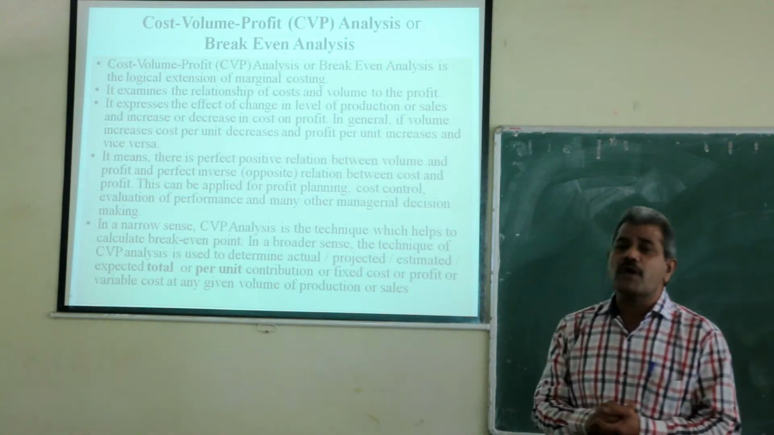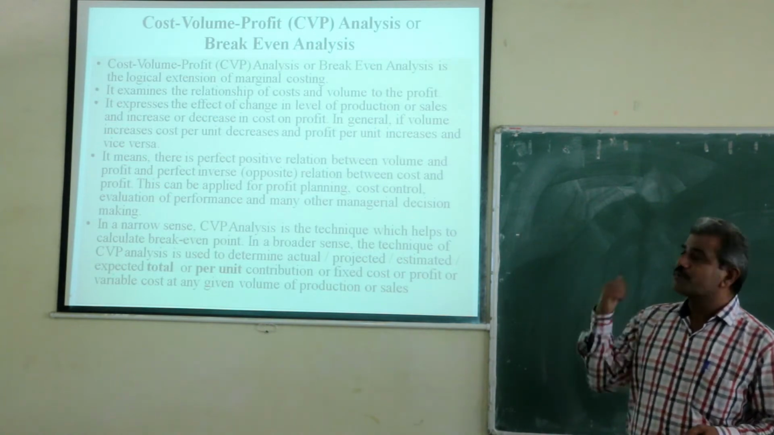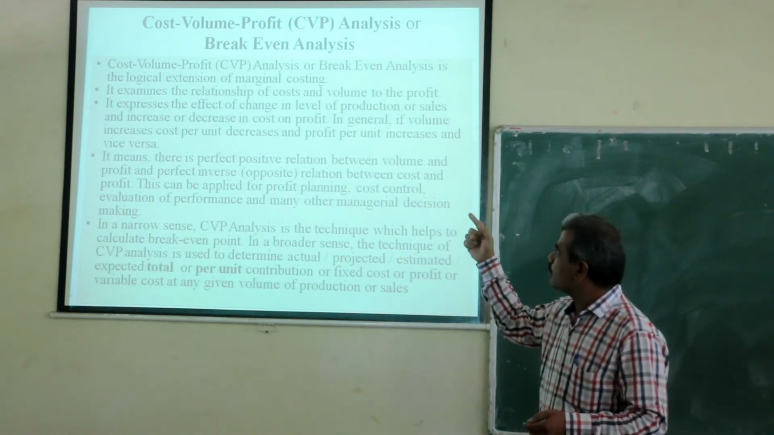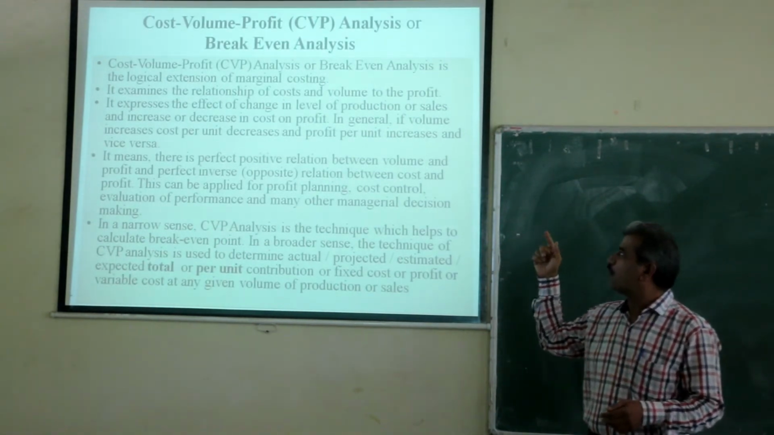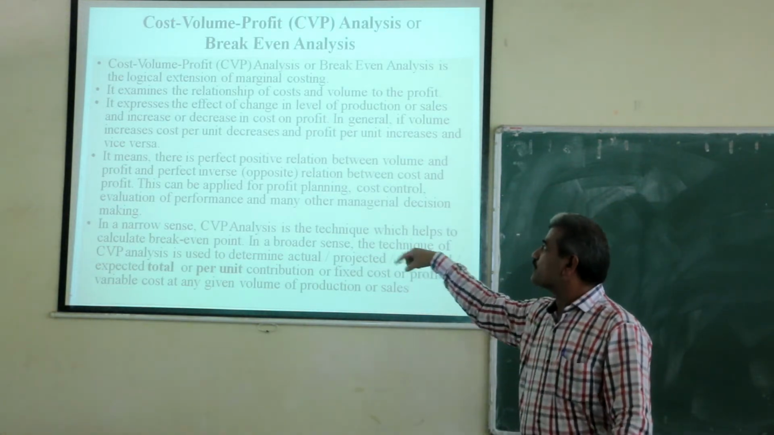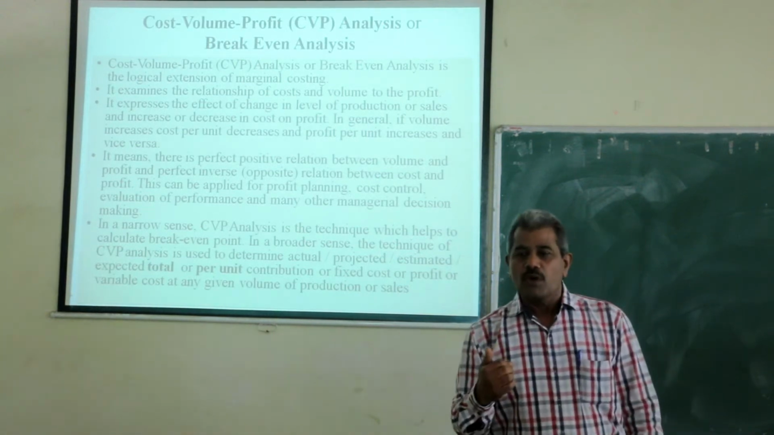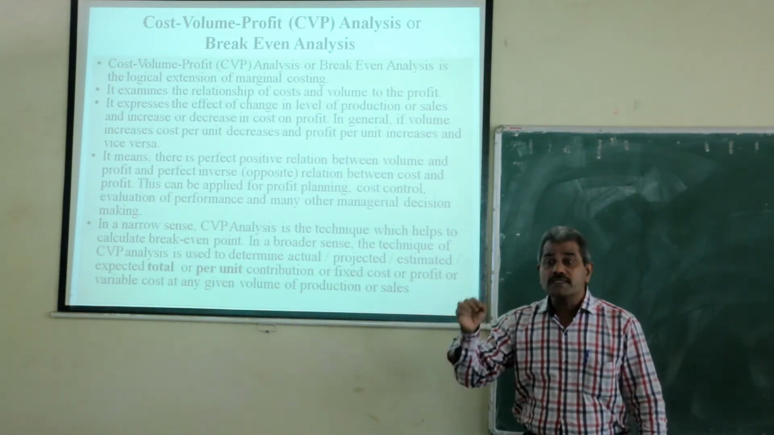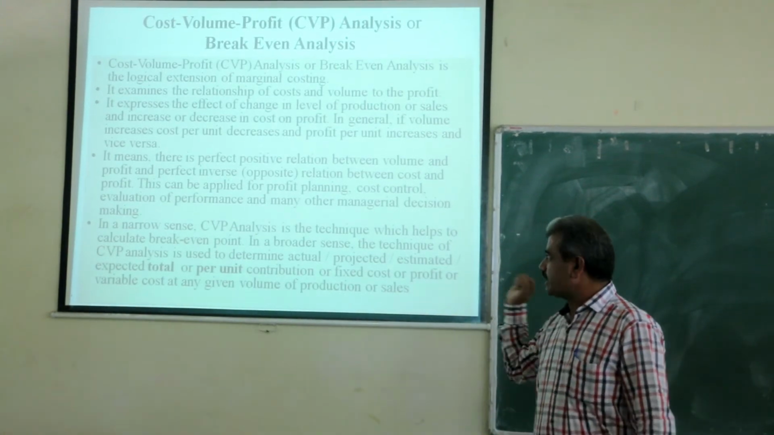It examines the relationship of cost, profit and volume. It expresses the effect of change in the level of output on sales as well as on profit and cost. It means there is a perfect positive relation between volume and profit: volume increases, profit increases. And the opposite relation between cost and volume: when you increase the volume, the cost per unit decreases.